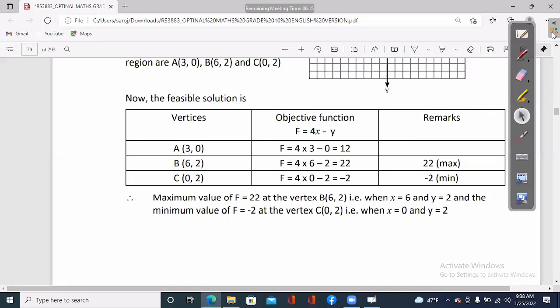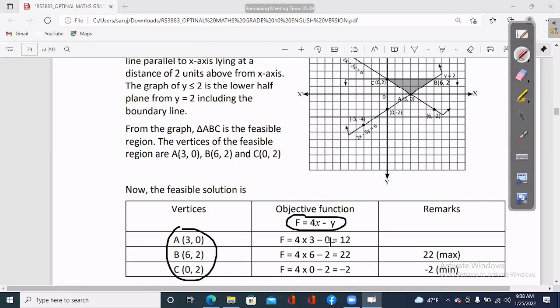Okay, the function will be given in the question, which is also called the objective function. And you will just substitute the given vertex in the function. For 3, 0, you put 3 in place of x and 0 in place of y. And here we got the value 12. Here we got 22. And here we got -2.